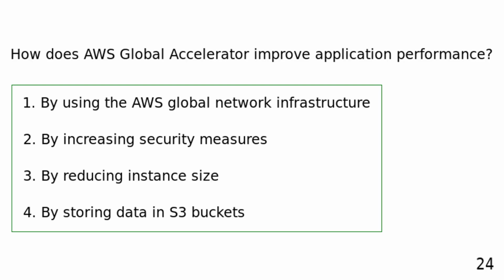How does AWS Global Accelerator improve application performance? By using the AWS Global Network infrastructure. By increasing security measures. By reducing instance size. By storing data in S3 buckets.